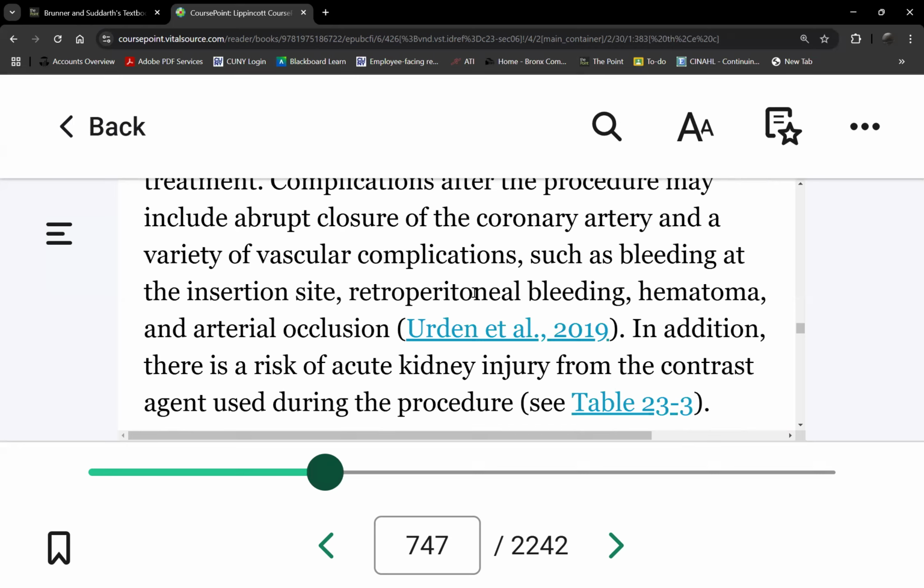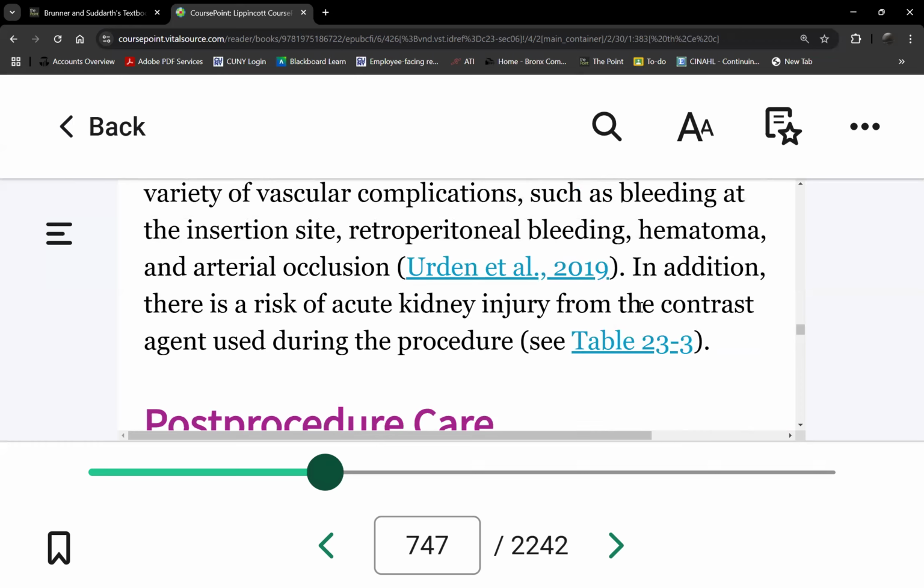Only pre-renal? Not intra. It can also be intra from the dye, right? Okay, so pre-renal and intrarenal AKI can be possible. Okay, and then site-specific bleeding would be a hematoma on the site.